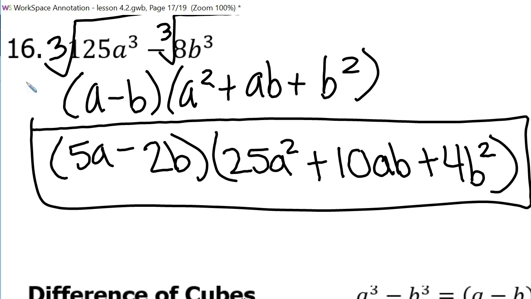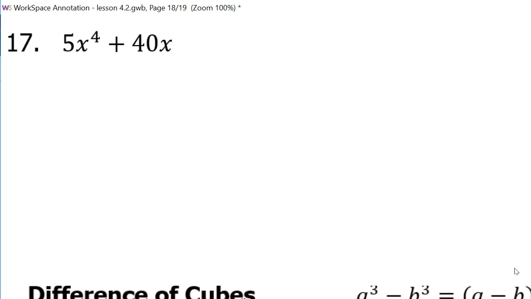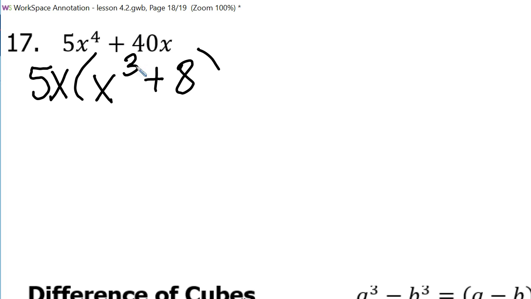Number 17. Is this a difference of cubes or a sum of cubes? Neither one, because 5 is not a perfect cube. So what do you think I need to do? Factor out the GCF, so factor out the 5x. And inside the parentheses would be x cubed plus what? 8.